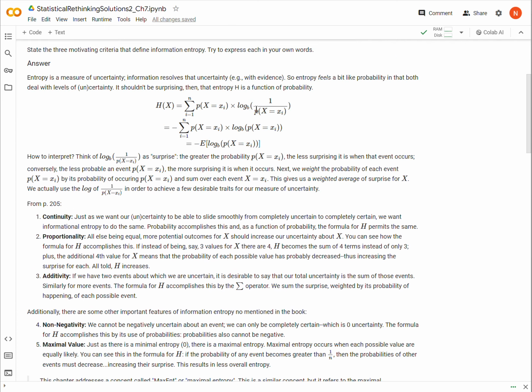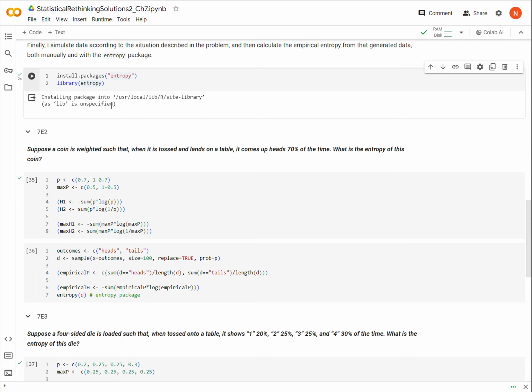We'll also use a package called the entropy package to calculate just in another way. So we're just calculating this in a bunch of different ways. Before you do anything, make sure that you install and load this entropy package, not that you need to, unless you want to use the entropy command that is part of this package.